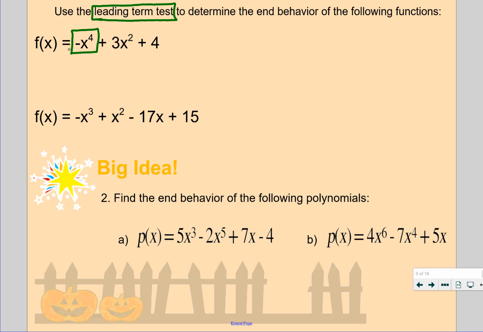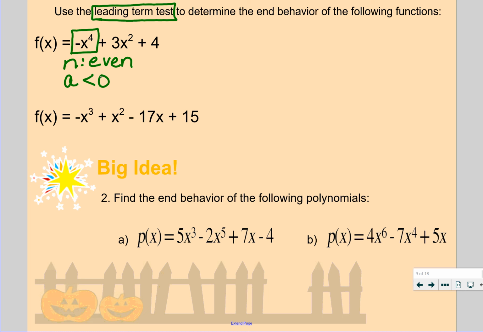Two pieces of information that you want to pull from that term. Number one is your n, your power, even or odd. In this case, it is even. The other thing you want to know is your a, or your a sub n, that's your leading coefficient, the number in front, positive or negative? It is negative.